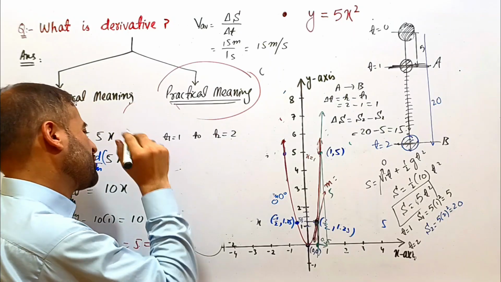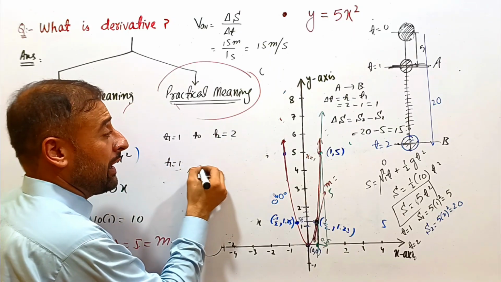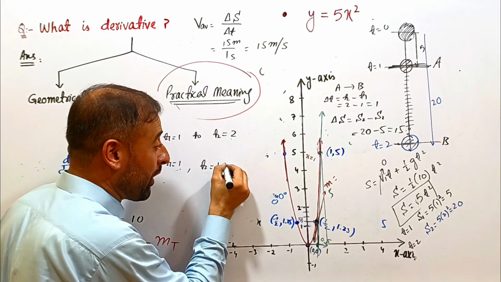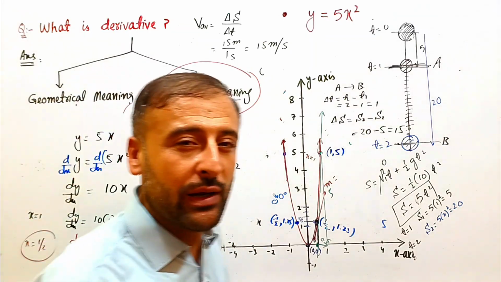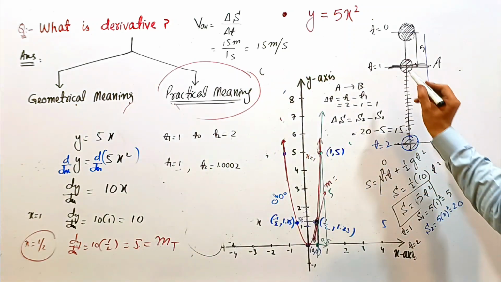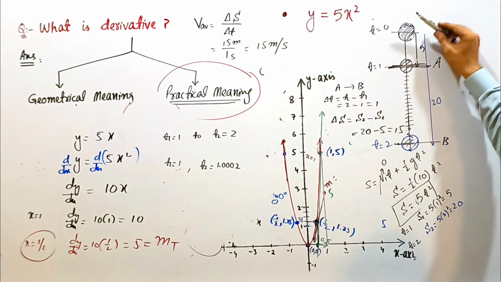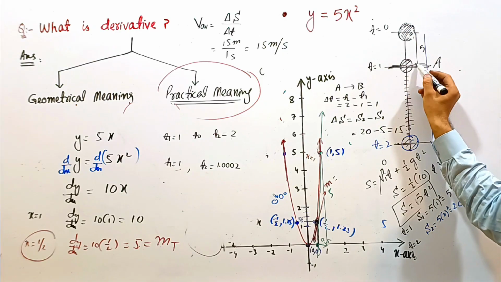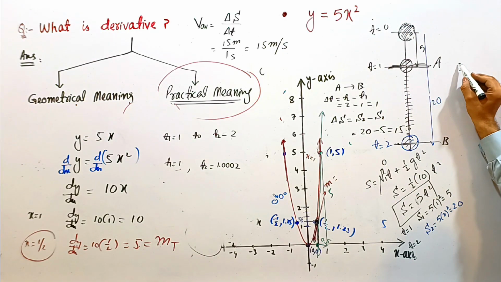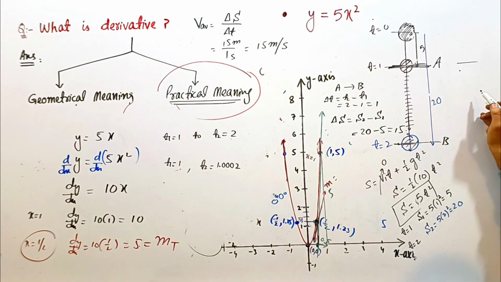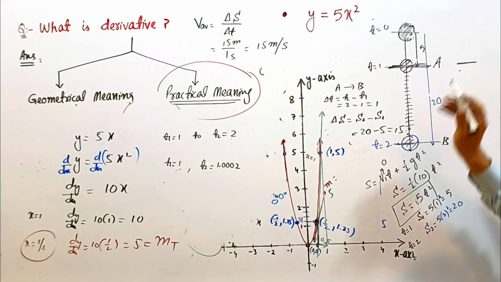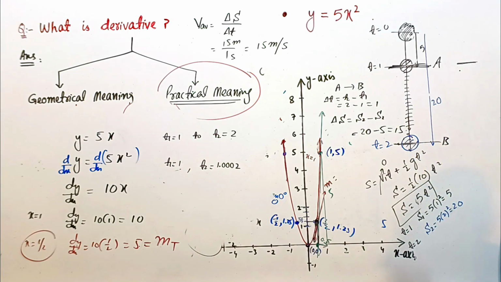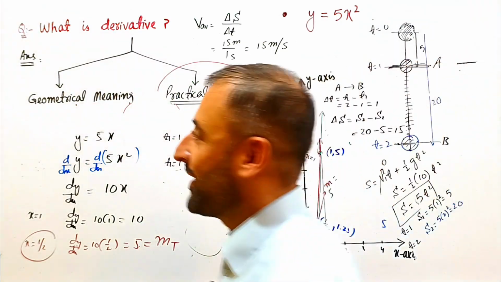All right, students. So what if time 1 was 1 and time 2 was 1.0002? Just imagine how small the time is. Here time is 1, and the body is here. At time 1.0002, the body will be here. So small will be the distance covered that you can neglect it. You can consider those 2 points as a single point.